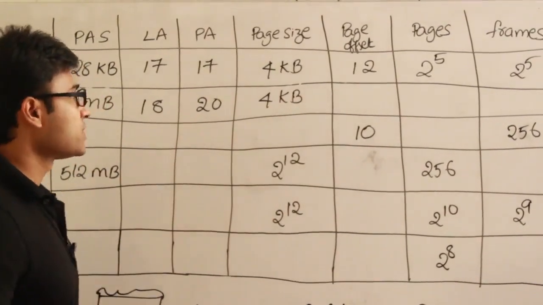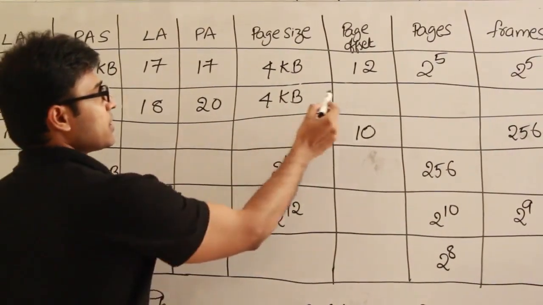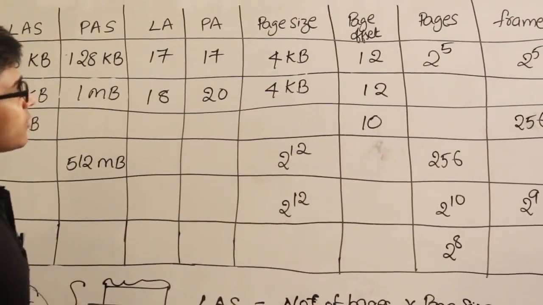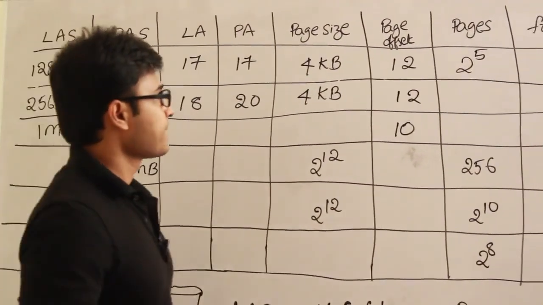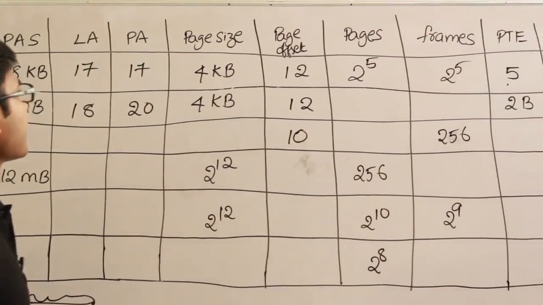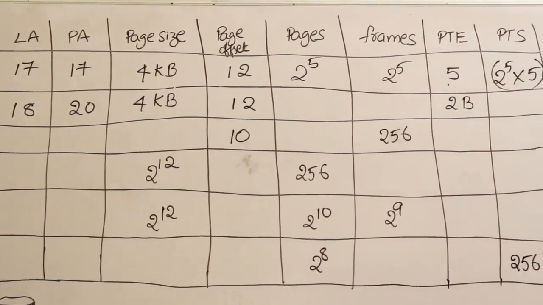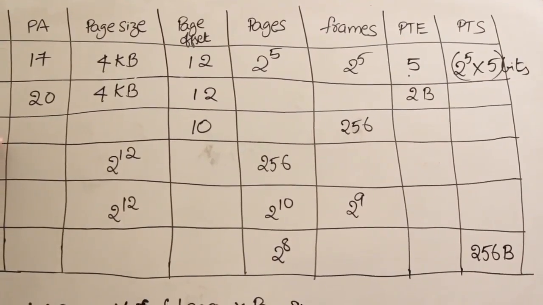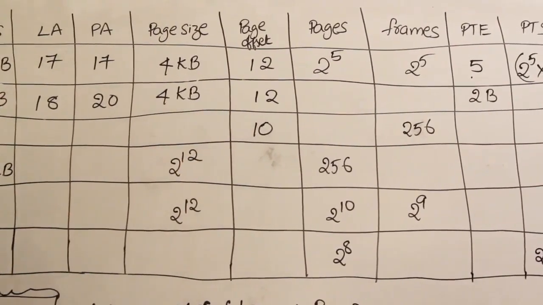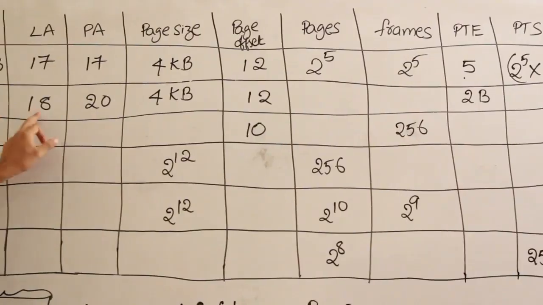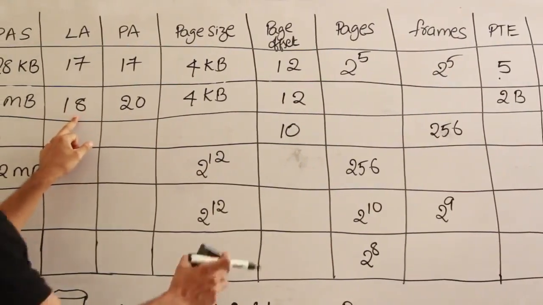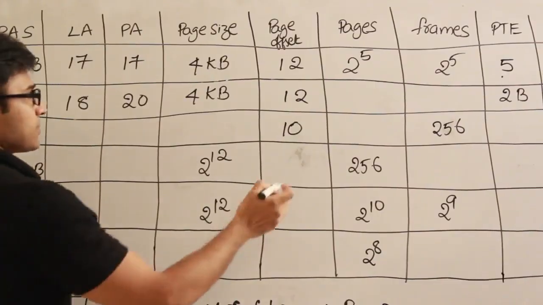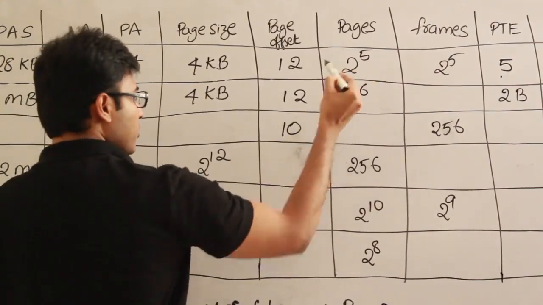And now the page size is 4 KB. Then what will be the page offset? So the page offset is nothing but 12 bits. Why? 4 KB is 2 power 12, and therefore the page offset will be equal to 12 bits, right? And what about the number of pages? You could follow the same method. From the logical address, you subtract the page offset. So if I subtract it, then what do you get? From the logical address, if I subtract this page offset, it is going to be 6. Therefore, the number of pages is going to be 2 power 6.